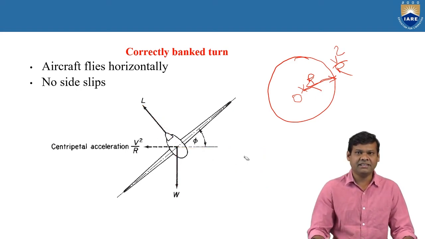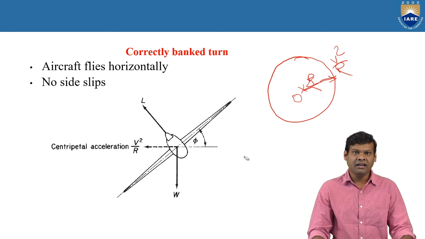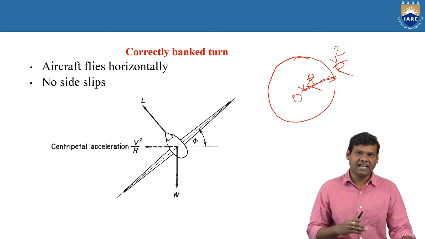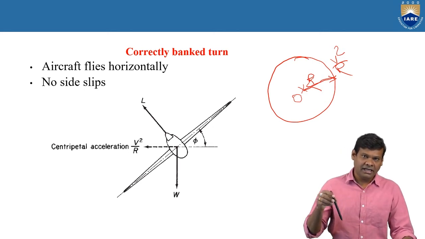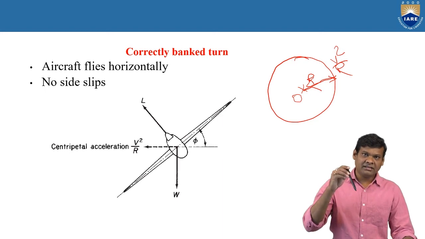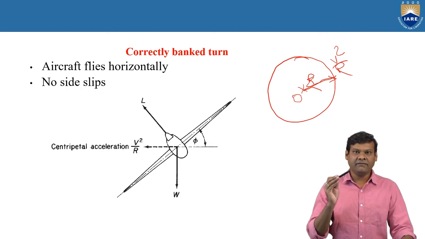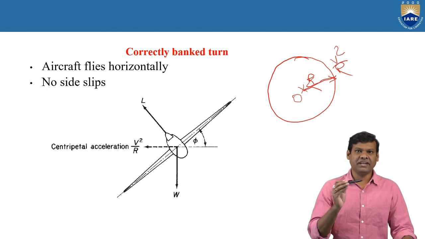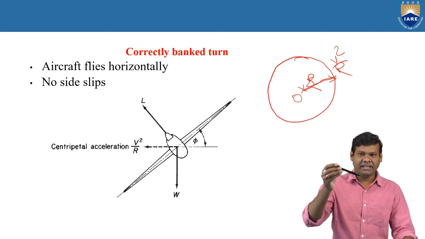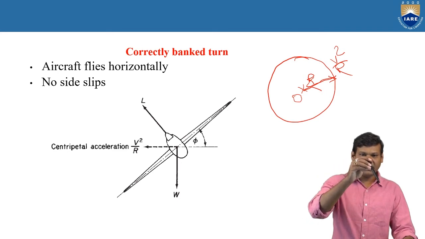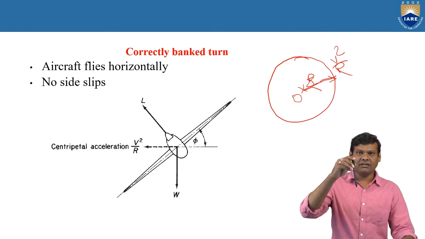Finally, after identifying the forces acting on an airplane in a level turn, the concept of level turn is most important. A level turn means the height is not changing. That is, the airplane is maintaining a constant height from the ground.